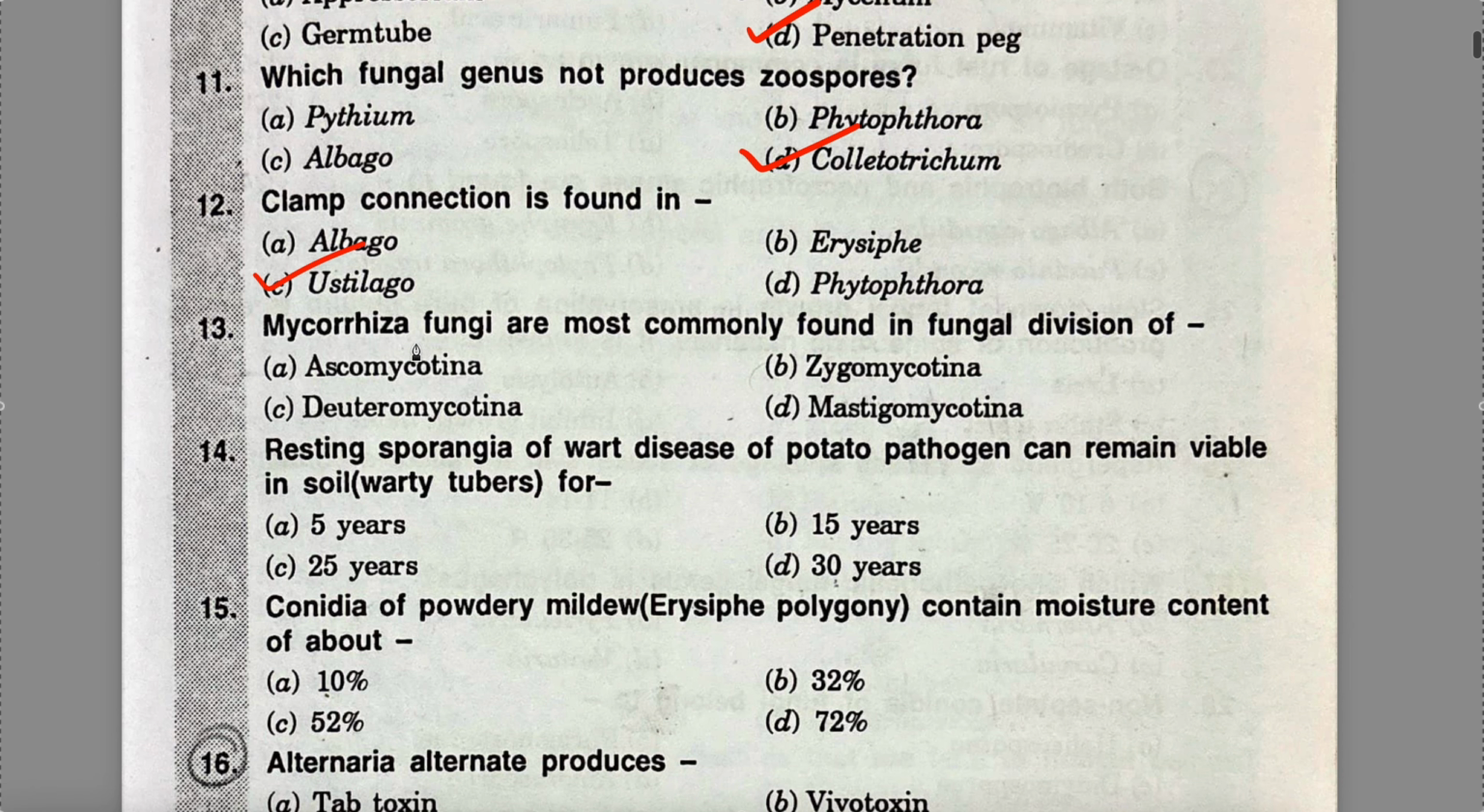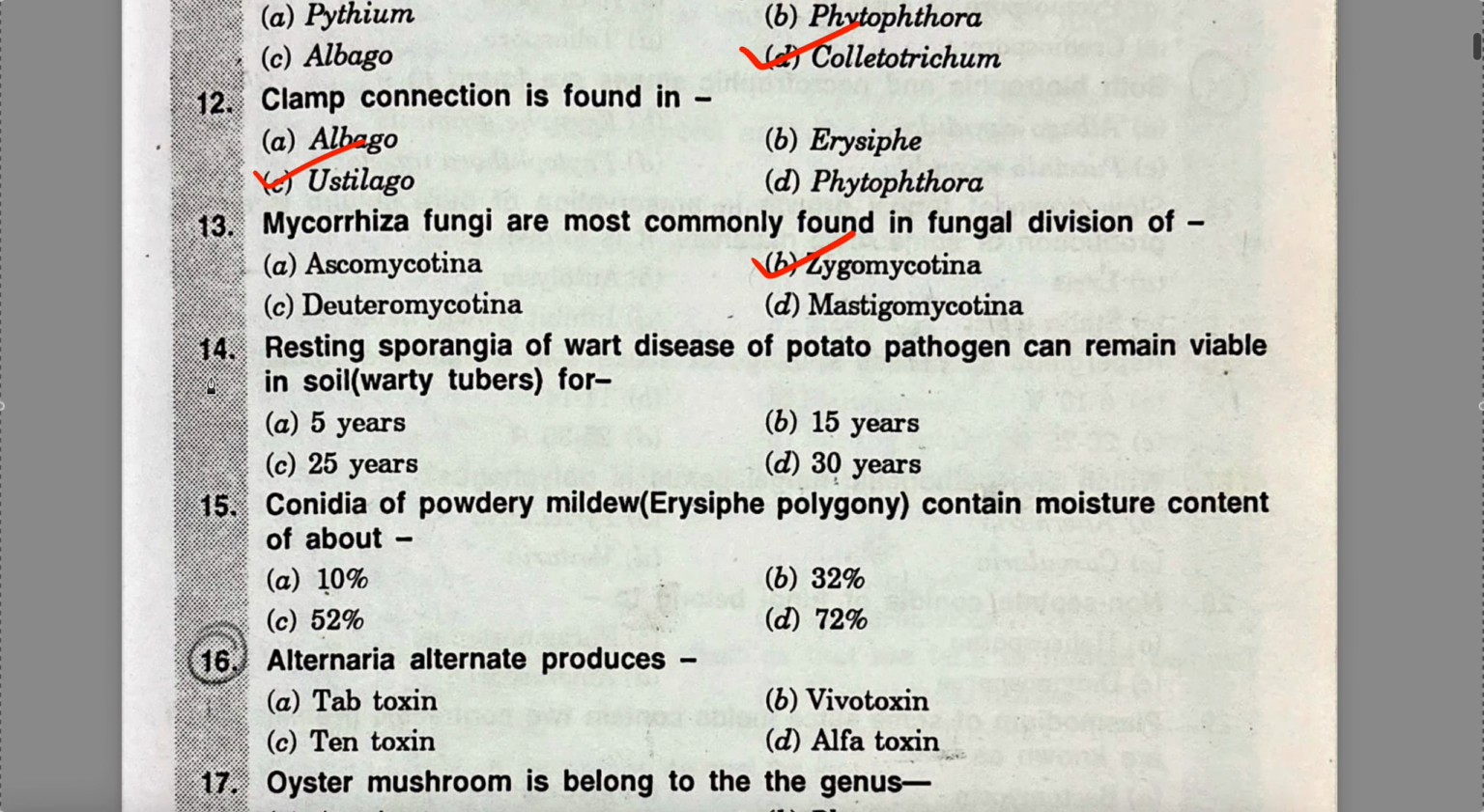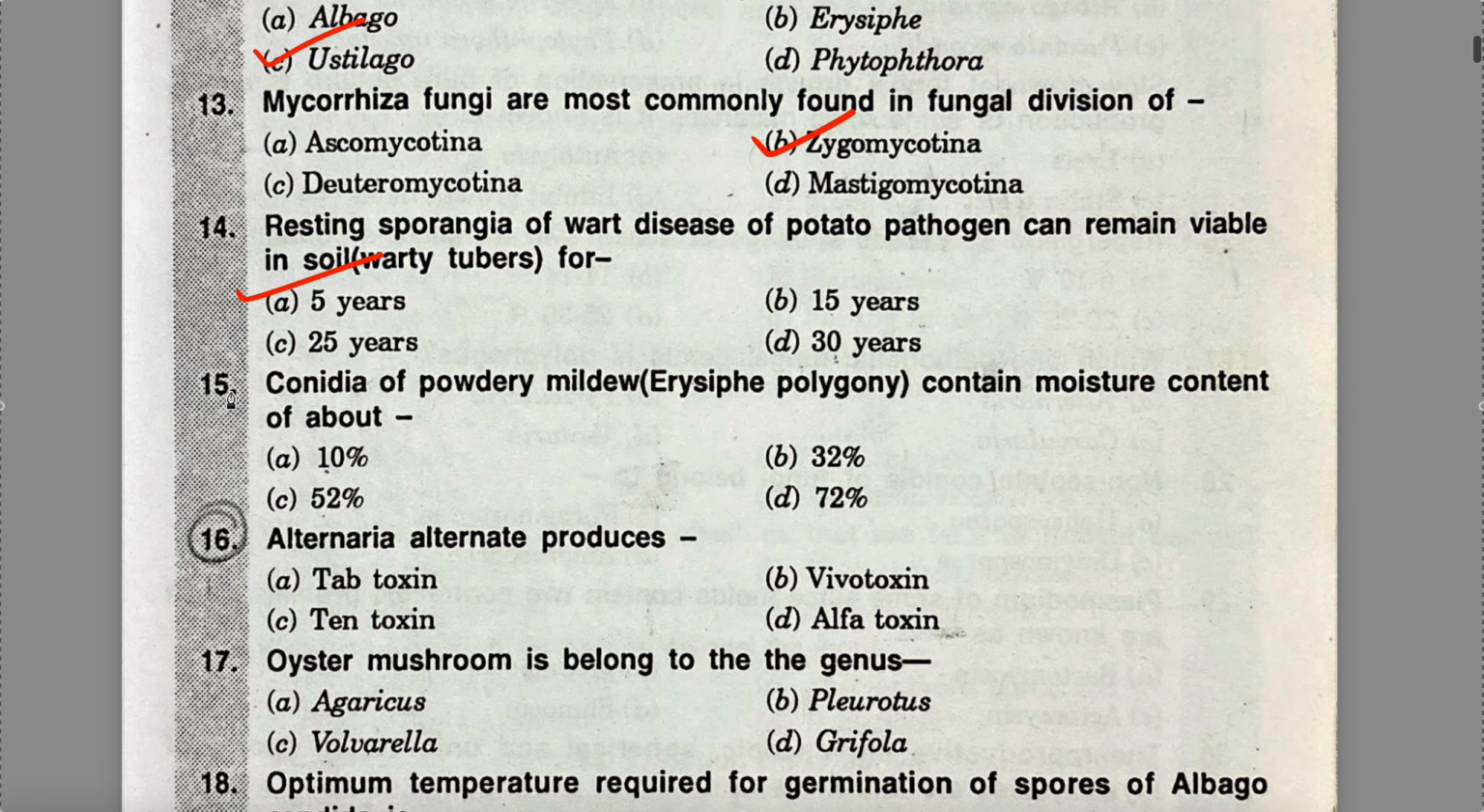Question 13. Mycorrhiza fungi are most commonly found in fungal division. Means which fungal division? Asco, zygo, deutero or Masticomycotina? It is Zygomycotina. Question 14. Resting sporangia of what disease of potato pathogen can remain viable in soil for how many years? 5, 15, 25 or it's 30? Answer is 5 years.